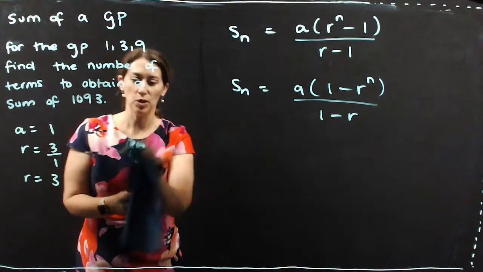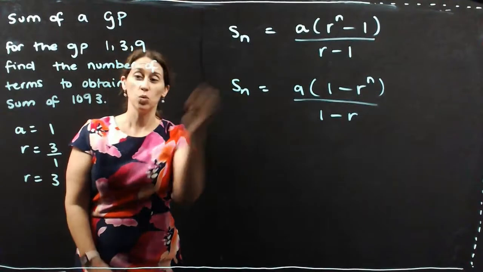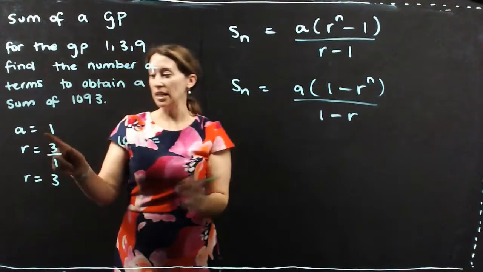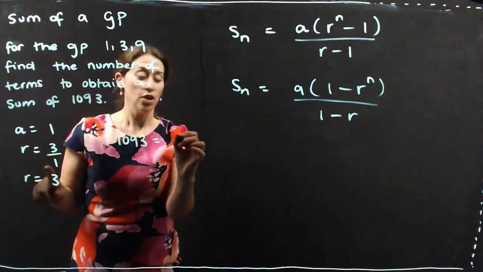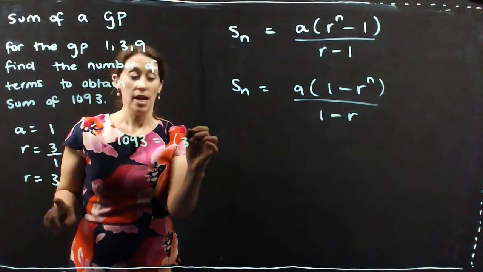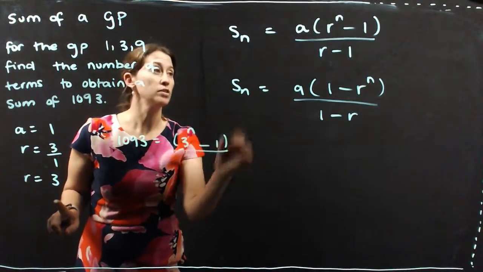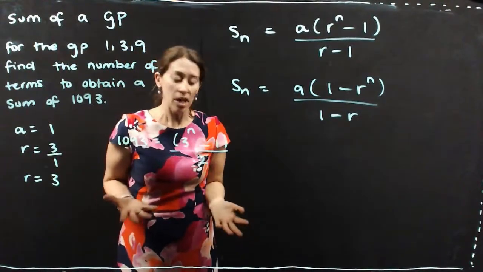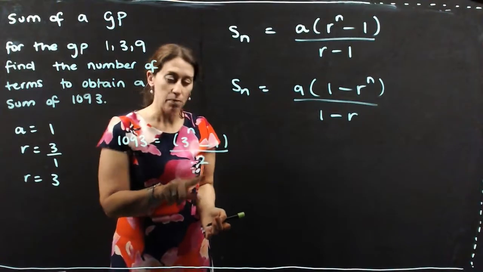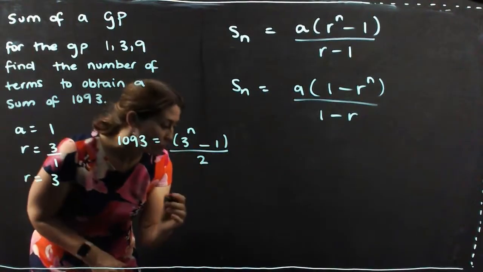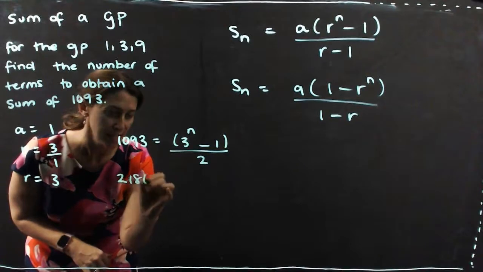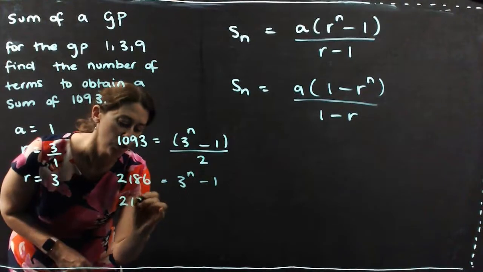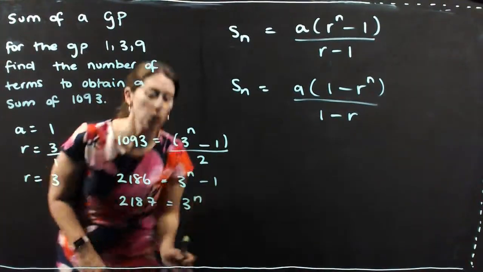For Sn, we can actually write in 1093. So let's do that. 1093 equals a, which is 1, multiplied by 3 to the power n, take away 1, all divided by 3 take away 1, which is 2. To help me solve this, the first thing I'm going to do is multiply by 2. That gives me 2,186. And then I'm going to add the 1, so I get 2,187 equals 3 to the power n.